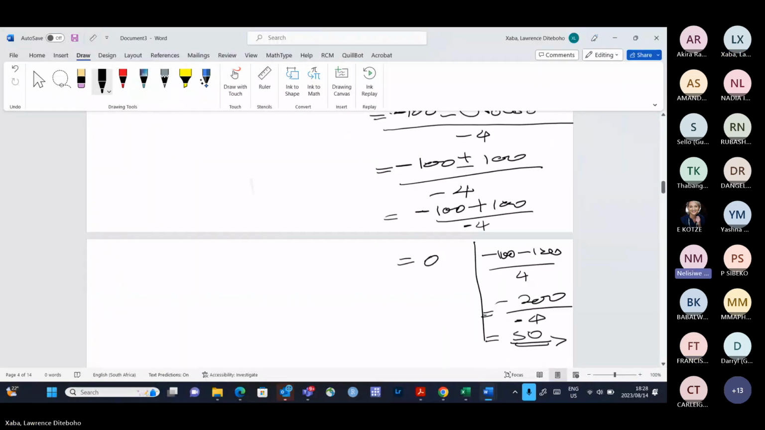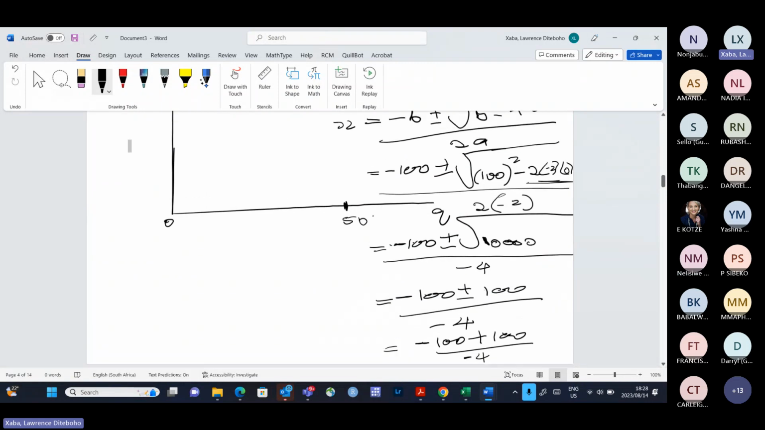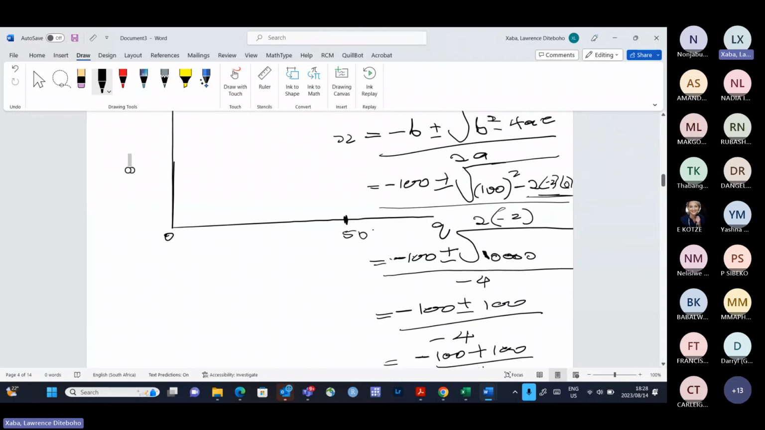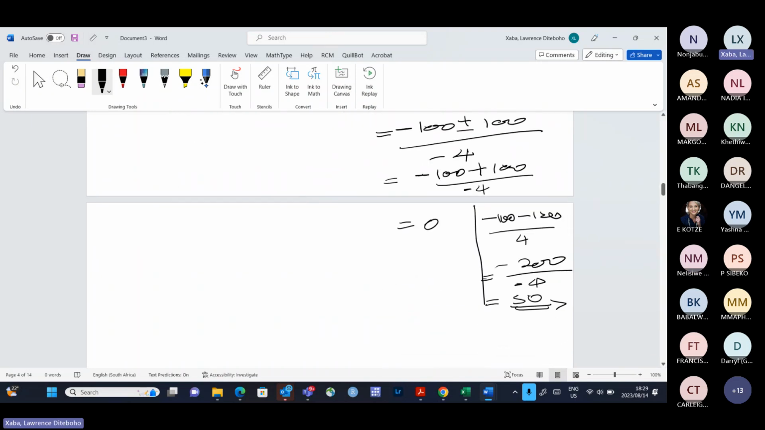Sorry, sir. How did you cancel the square roots? I got lost there. Remember the square root is 100. We said, what is the square root of 10,000? So the square root of 10,000 is 100. Okay, good. Thanks.